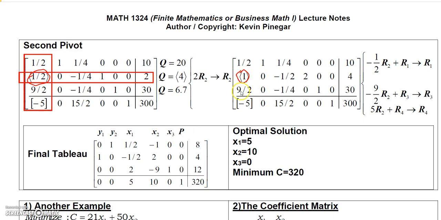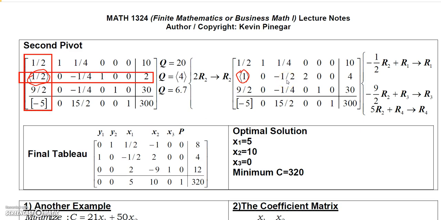Okay, now I need to get rid of this 9 halves. So I multiply row 2 by negative 9 halves and add it to row 3. So negative 9 halves times 1 is negative 9 halves, plus 9 halves gives me a 0 in this spot here. And then negative 9 halves times 0 plus 0 is 0. Now let's see if we can do this in our head.